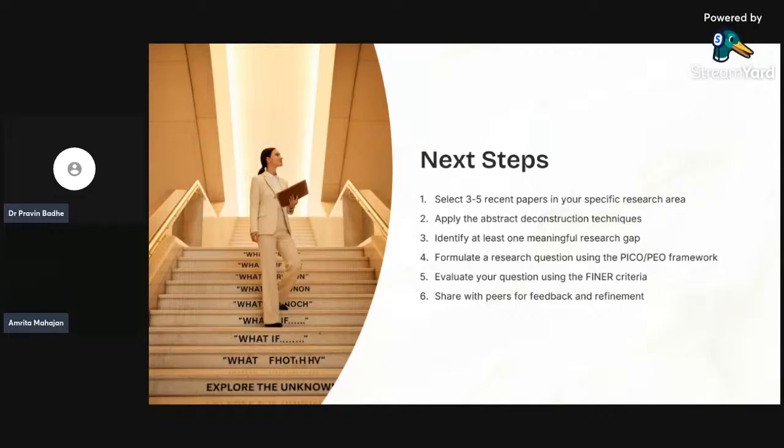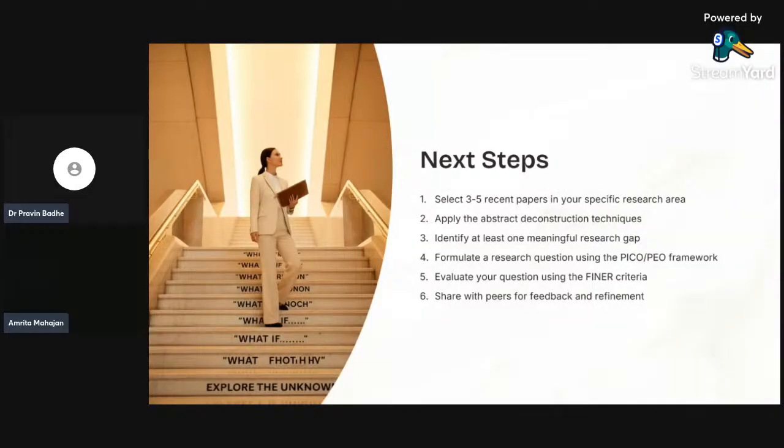Apply the abstract deconstruction techniques that I have mentioned earlier. Identify at least one meaningful research gap from that particular research. Put that framework into your research question. Evaluate your question using the FINER criteria as well. Share with your peers, your friends, and find out the feedback and refinement by discussing the research paper as well.